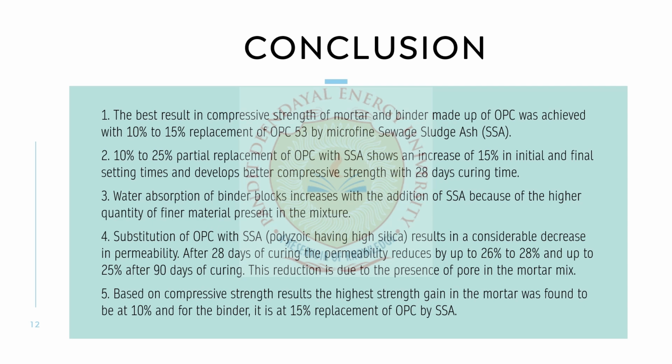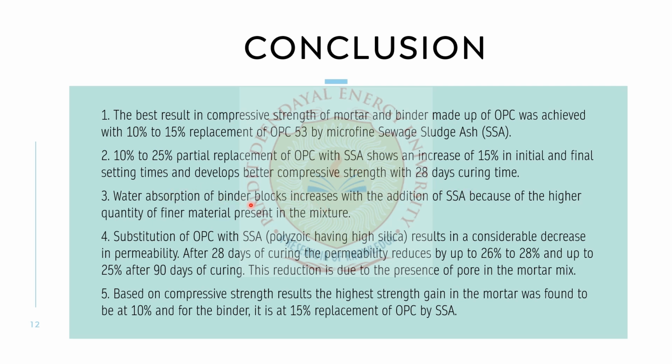So the conclusion of the study is that the best result in compressive strength of mortar and binder was achieved with 10 to 15% replacement of OPC 53 by microfine sewage sludge. This percentage can be taken as an optimum percentage of replacement of sewage sludge. 10 to 15% of partial replacement of OPC with SSA shows an increase of 15% in initial and final setting time, which develops better compressive strength with 28 days of curing time.